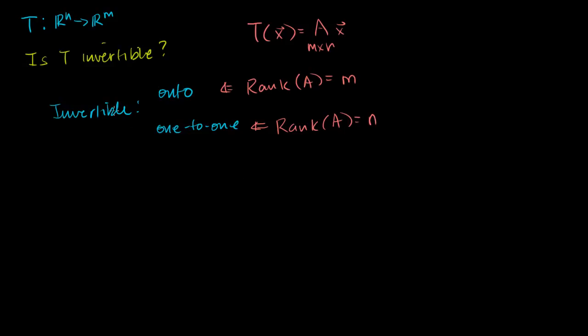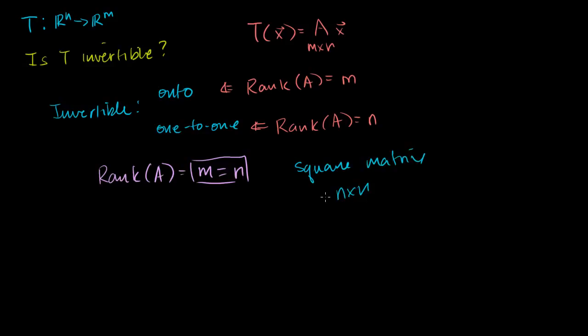So in order for the transformation to be invertible, both of these things have to be true. The rank of A has to be equal to m, and the rank of A has to be equal to n. So m has to be equal to n. So we have an interesting condition: you have to have a square matrix. Your matrix has to be n by n. If both of these are true, then m has to be equal to n, and you're dealing with a square matrix.